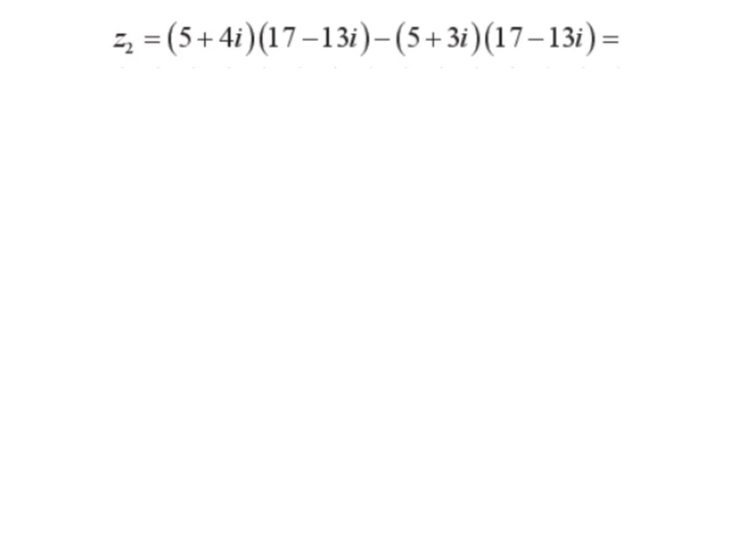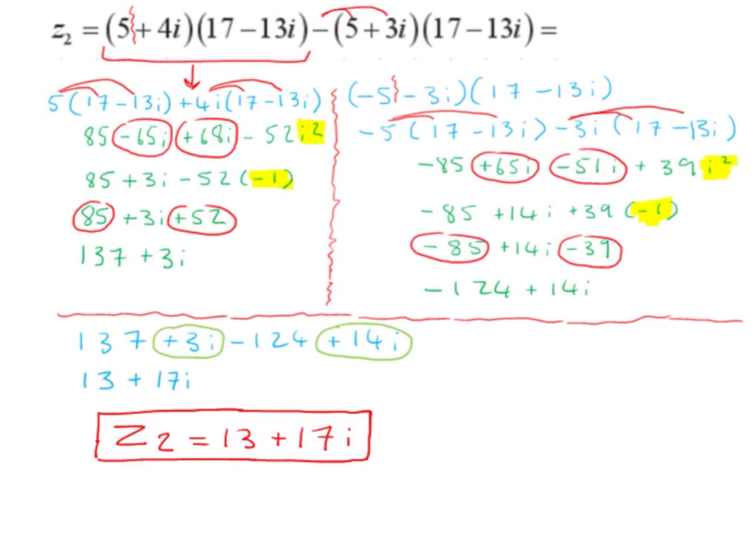So z2 equals 5 plus 4i multiplied by 17 minus 13i minus 5 plus 3i multiplied by 17 minus 13i. So there's going to be a few ways that you can do this. I'm going to start off by multiplying out these two sets of brackets, and I'll end up getting 137 plus 3i. I'll talk through this in a second.